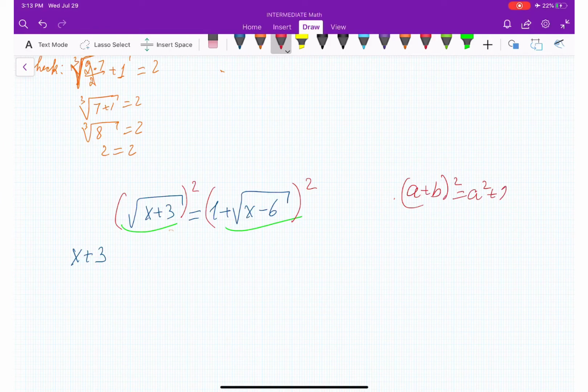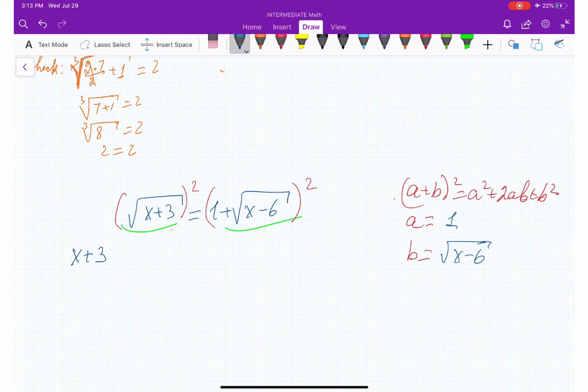A squared plus 2ab plus b squared. My a is going to be 1, and b is going to be square root of x minus 6. Yeah, that's what I was talking about. It's more advanced level. So let's see how we're going to solve this.